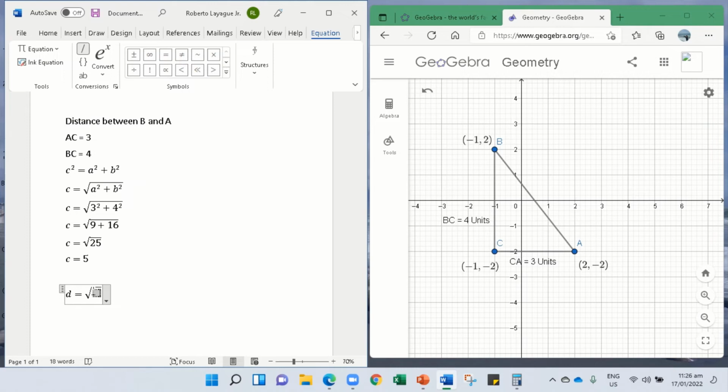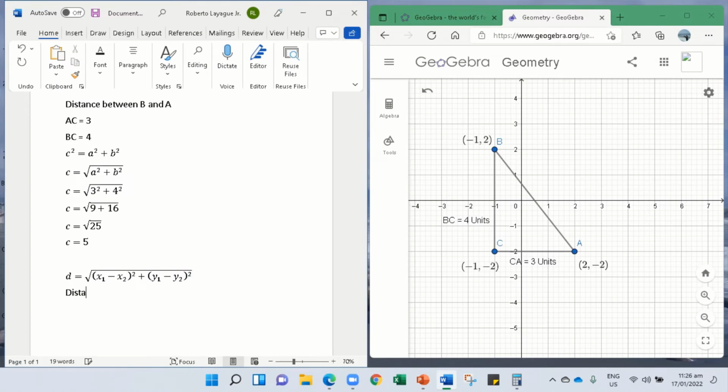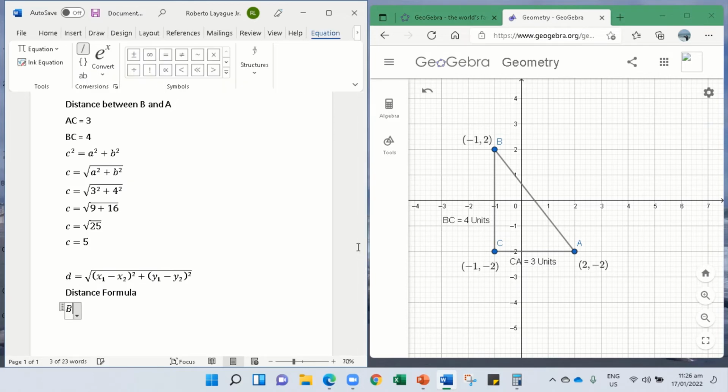So in a formula, we have the square root of x sub 1 minus x sub 2 squared plus y sub 1 minus y sub 2, then you square it. This is what we call the distance formula. Now, assuming that the given coordinates are B, which is negative 1, comma 2, and A, which is 2, comma negative 2. We don't know the coordinates of C and the given is only B and A.